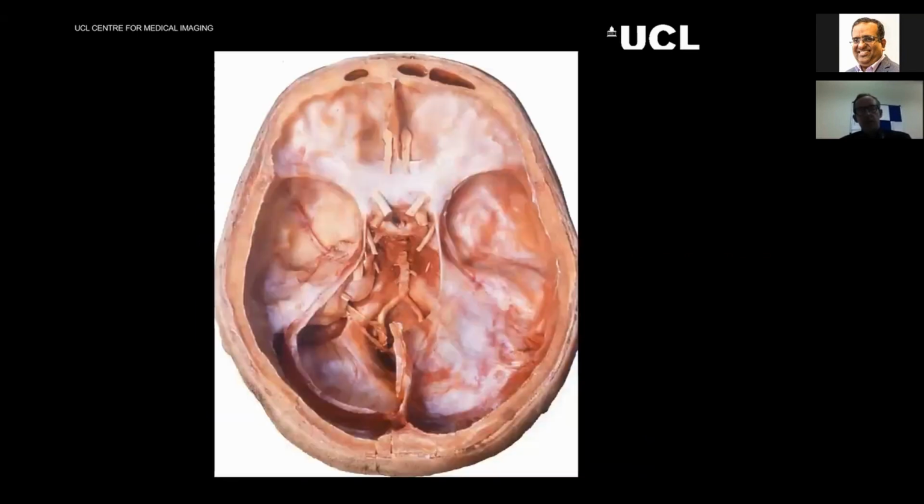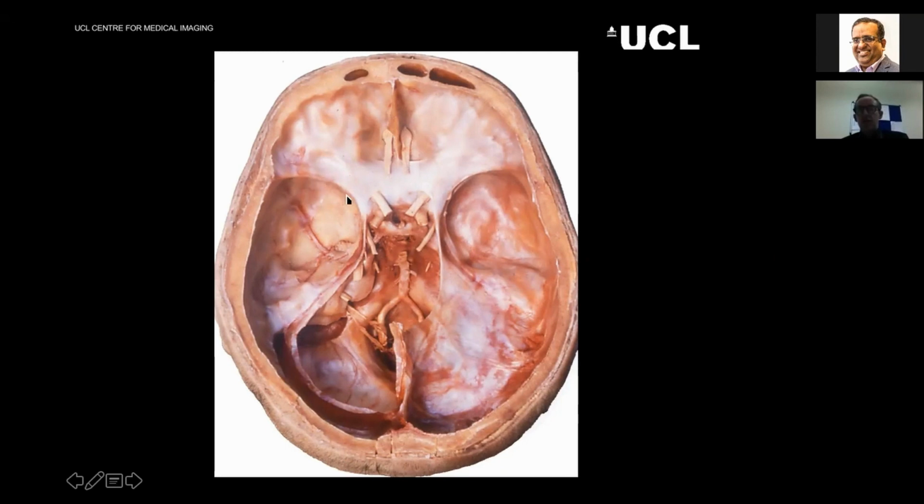So this is a cut section through the skull, and it shows you some basic anatomy in terms of the anterior cranial fossa. Now, obviously, the anterior cranial fossa supports the frontal lobes, and you can see here quite nicely the olfactory bulbs, which are lying along the cribriform plate, and here you have the crista galli.